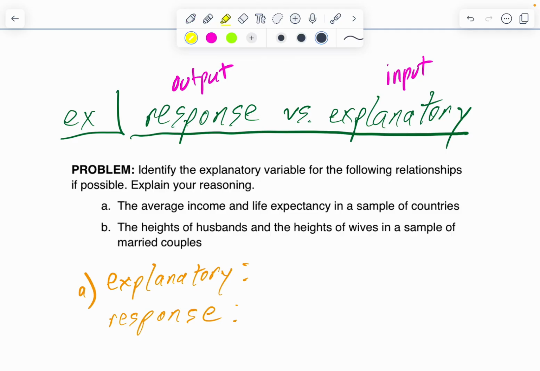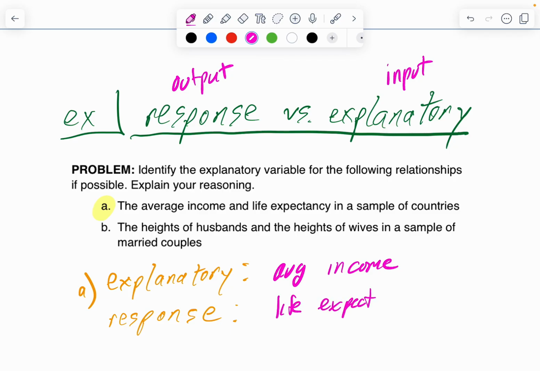So if you look at example A here, it says the average income and life expectancy in a sample of countries. One might argue that if you look at different countries around the world, richer countries are healthier countries and their people live longer. If you live in a very poor country, there might be more disease, less qualified doctors, not as good of hospitals, etc. So in a situation like this, my best guess is that they would be using the average income of the residents of a particular country to help explain or help predict the outcome, which would be life expectancy.